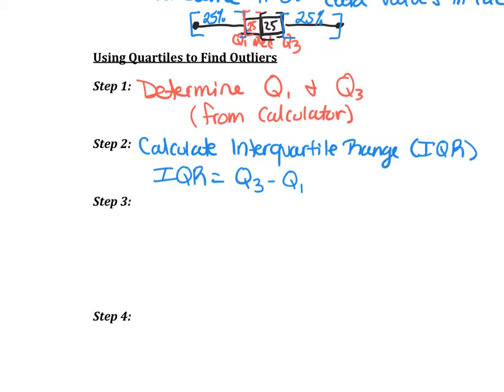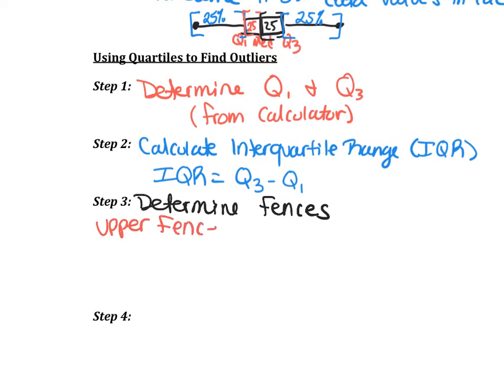So to determine our fences, we have our upper fence, which would be our upper boundary. To calculate that upper boundary, you take your upper quartile, Q3. And it's the top boundary, so we're going to add 1.5. It's always 1.5 times the IQR. And then that equation gives you a boundary. It's not giving you the value of an outlier.